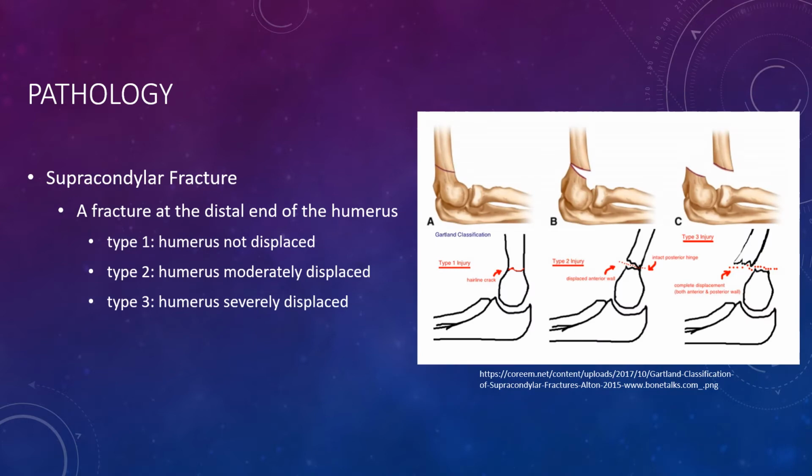Pathology. The first type of fracture is a supracondylar fracture, and that is a fracture at the distal end of the humerus. There's three types of fractures that this can cause. Type 1, the humerus is not displaced. Type 2, the humerus is moderately displaced. And type 3, the humerus will be severely displaced and this commonly requires surgical interventions.